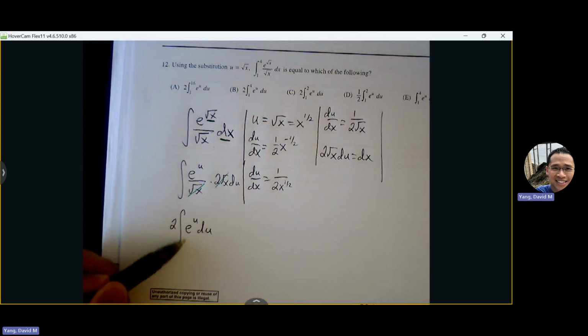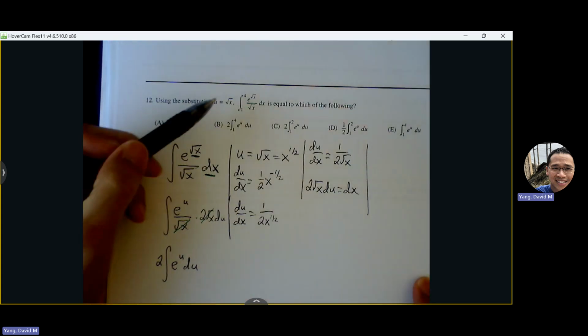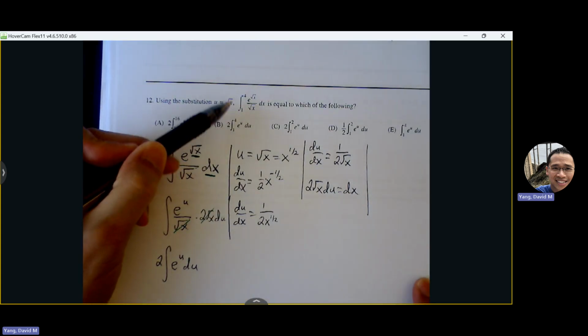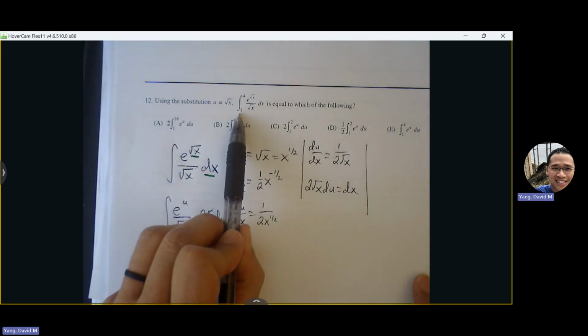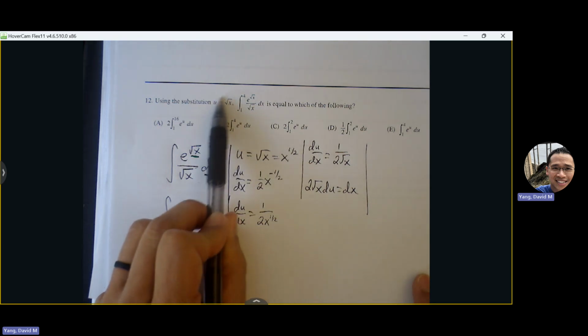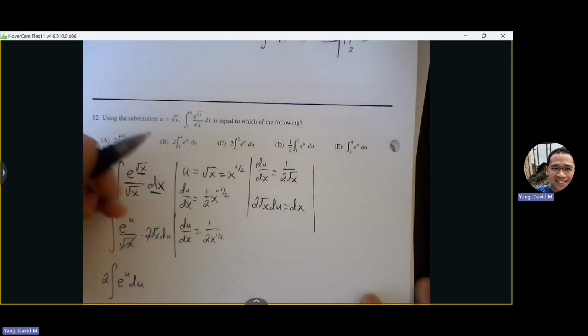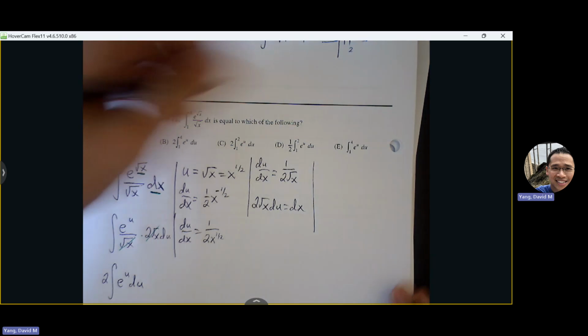My bounds are also in terms of u. So I have to adjust these bounds as well. So the way we adjust the bounds is we convert them to be in terms of u. So 1 is right now in terms of x. The 4 is also in terms of x. We're going to plug them into the u assigned variable.